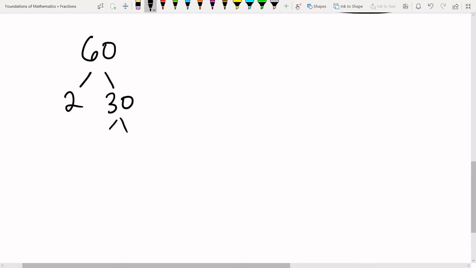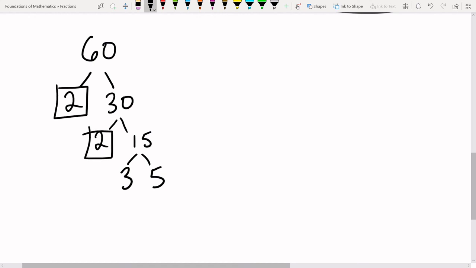30 then is 2 times 15. Now 15 can't be divided by 2, but the next smallest prime number is 3. 3 can go into 15, 3 times 5. And here we can stop. 2, 2, 3, and 5 are all prime numbers, which means the prime factorization of 60 is 2 times 2 times 3 times 5. Just multiply those numbers together and you'll see you will get 60. And that's 60's unique prime factorization.